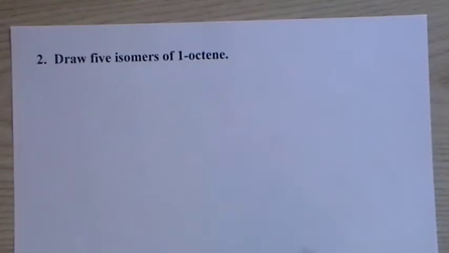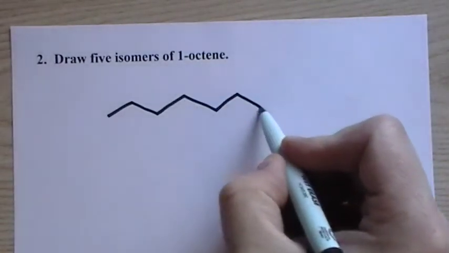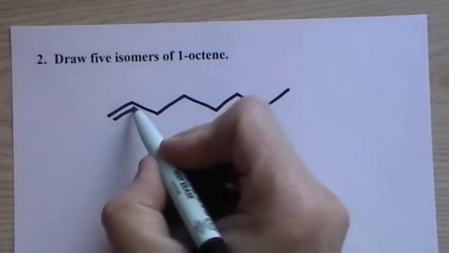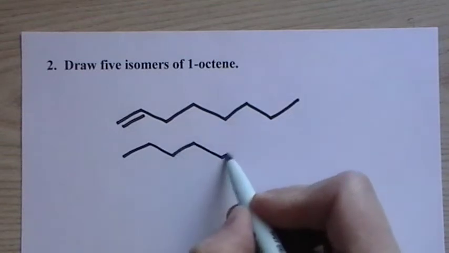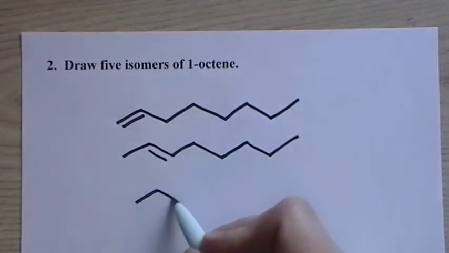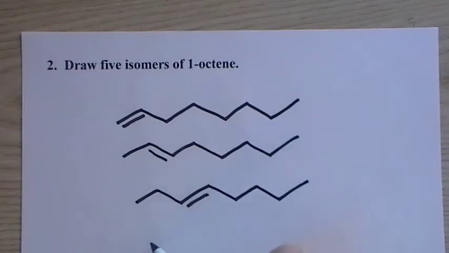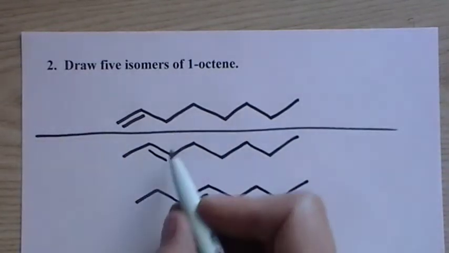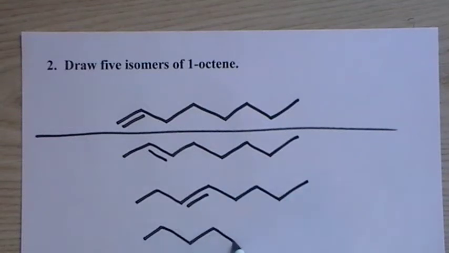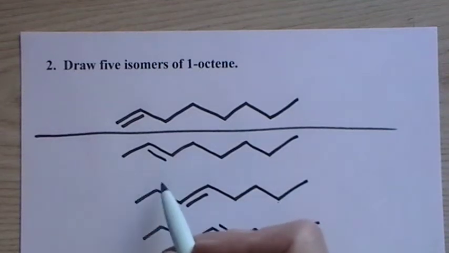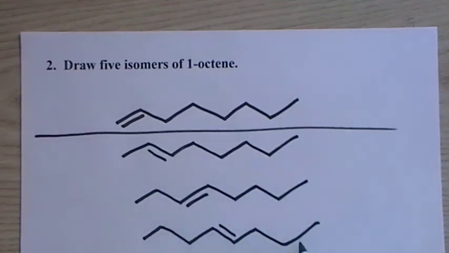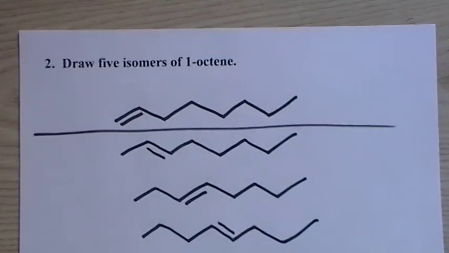All right, let's try this one. 5 isomers for 1-octene. 2, 4, 6, 8. That's octene. That's octane. Now it's 1-octene. And what I would suggest before anything else is to just move that double bond down the line. So this is what we started with. We need 5 new ones with the same formula. By moving that double bond, it's the same formula, and feel free to count up the carbons and hydrogens: 1, 2, 3, 4, 5, 6, 7, 8. It has to be the same.